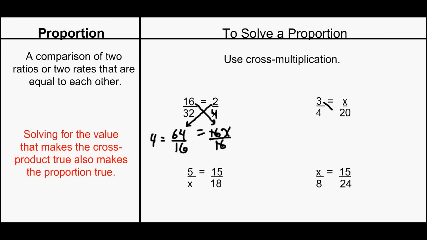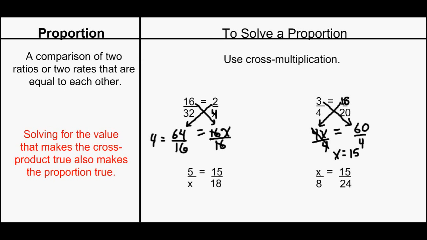Let's try another. 3 times 20 is 60. 4 times x is 4x. What value of x will make this equation true? Let's divide by 4. X equals 15. The value 15 makes the proportion true.